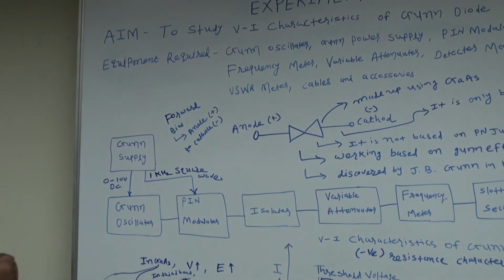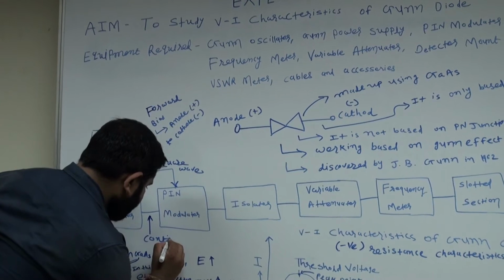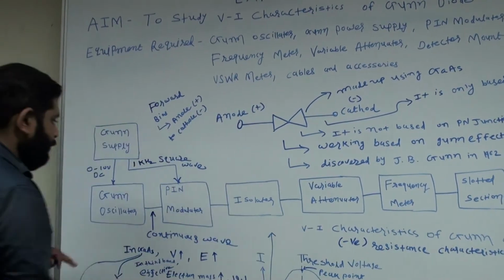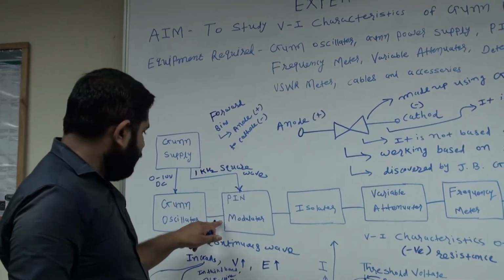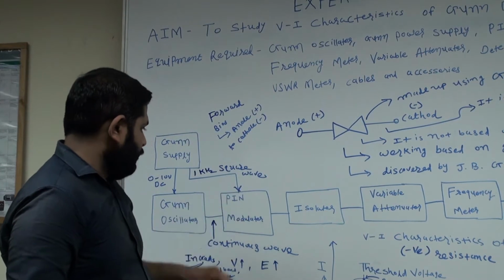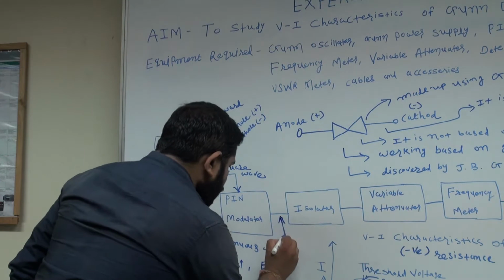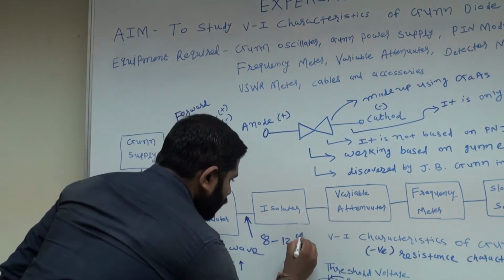And the Gunn oscillator produces a continuous wave, and that continuous wave is modulated by the square wave using the PIN modulator, and the output of the PIN modulator has a frequency range between 8 to 12 gigahertz.